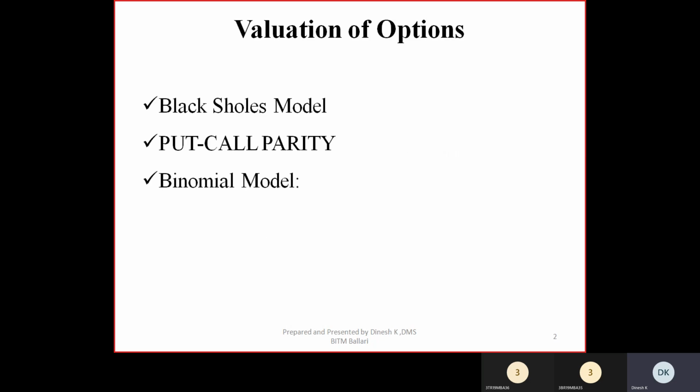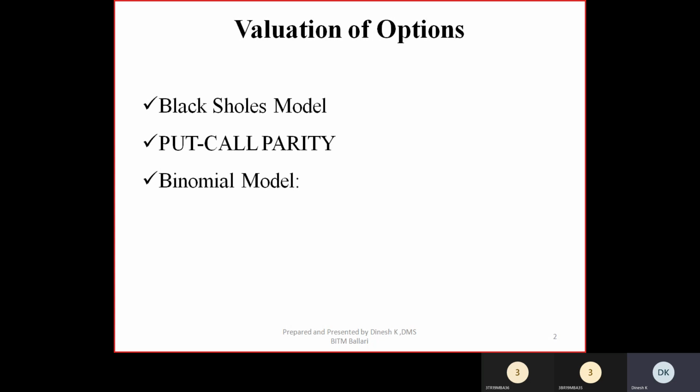Fine. So we'll try to know the different types of valuation models. The ones we come across here are the Black-Scholes model, the put call parity, and the binomial model. Out of these three, the Black-Scholes model is very popular and famous, followed by the put call parity, which helps to know the price of one option when the other option price is known, right?